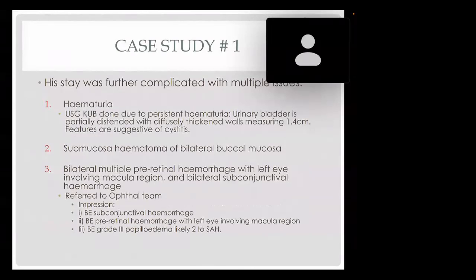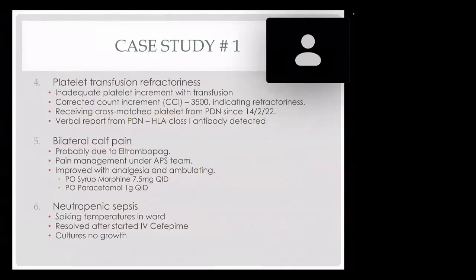There was also hematoma in the mouth, bilateral buccal mucosa. The eyes were also involved in multiple pre-retinal hemorrhage. So we referred to an ophthalm team, and there was indeed a bilateral eye, subconjunctival, and also pre-retinal hemorrhage with grade 3 papilloedema as well, likely secondary to the SAH that he had earlier.